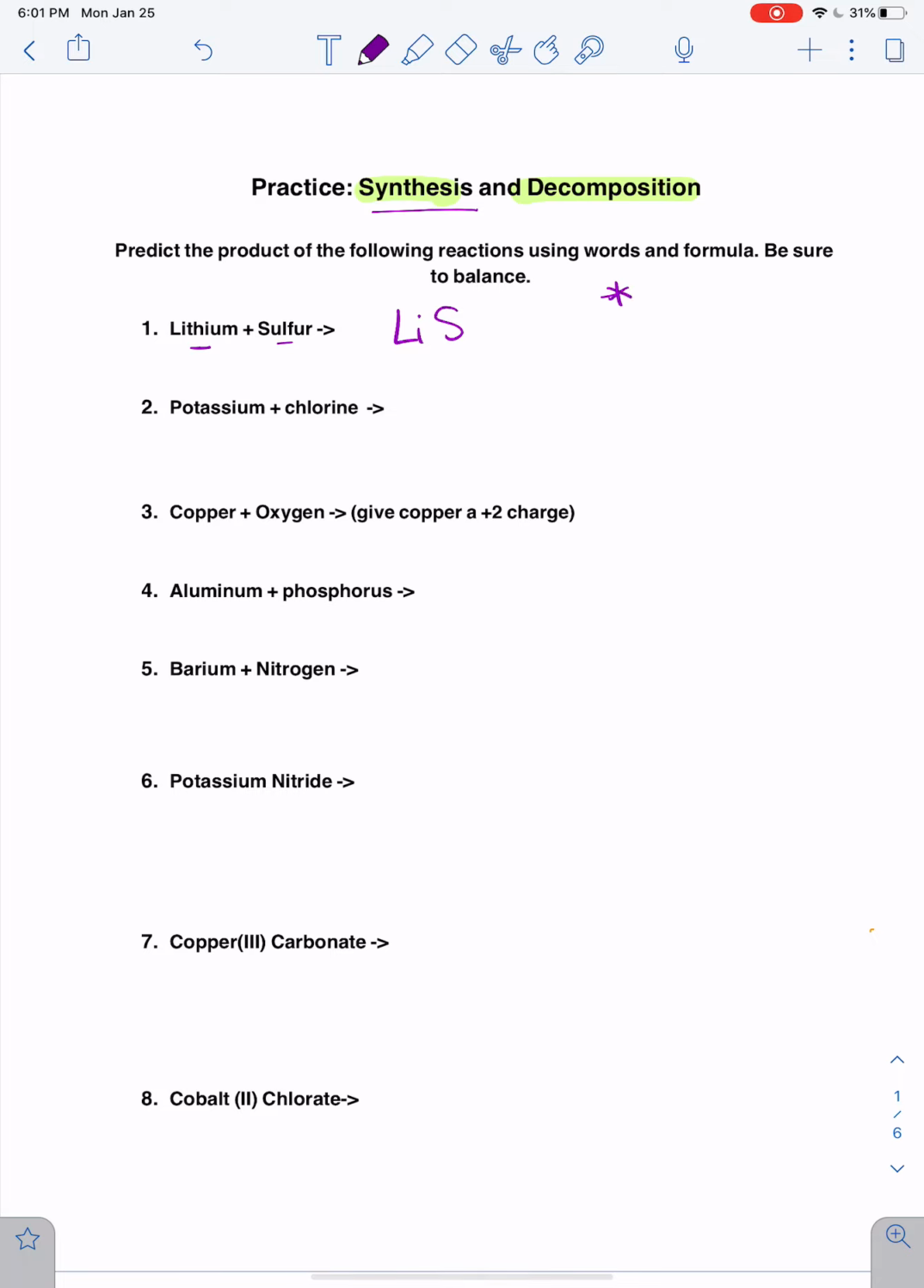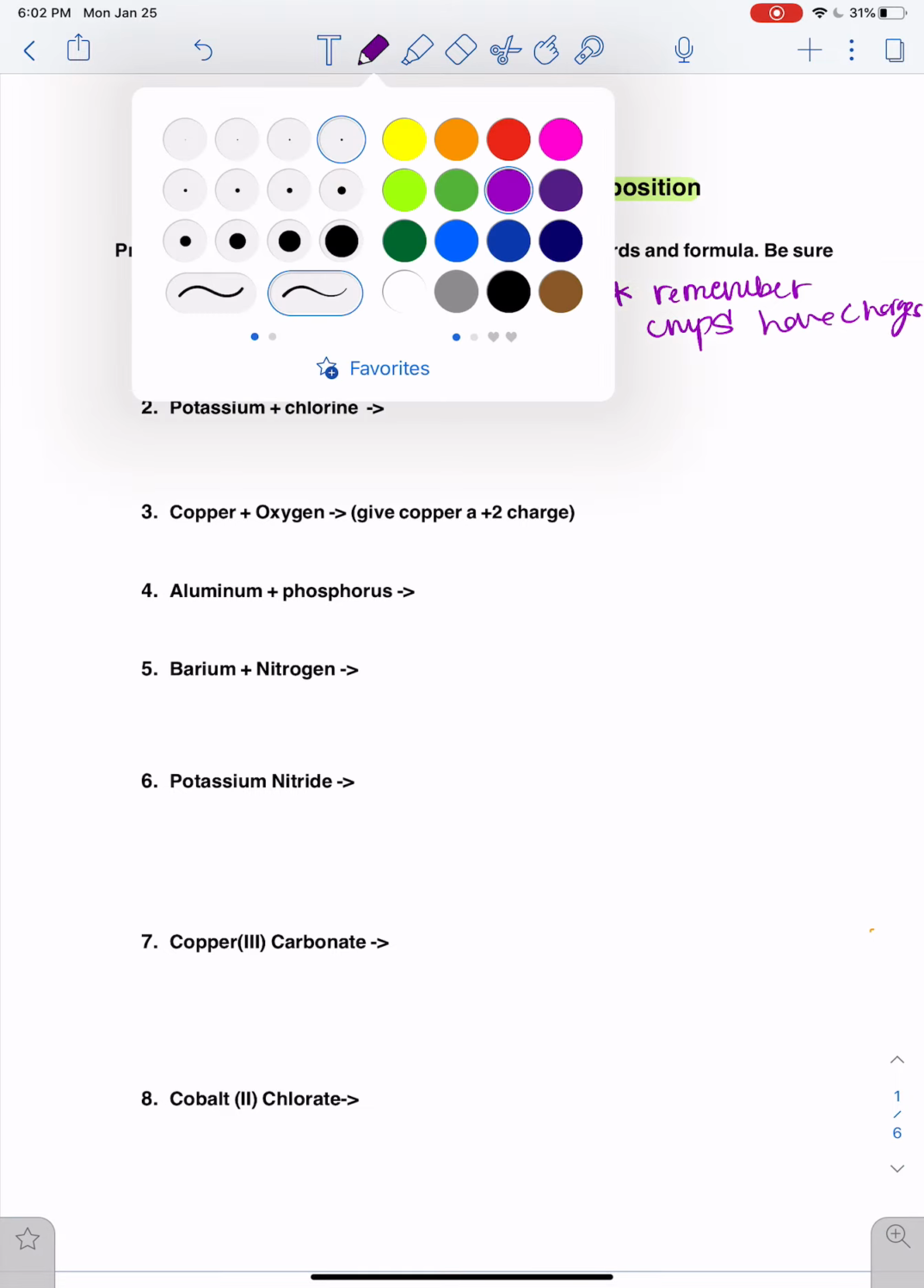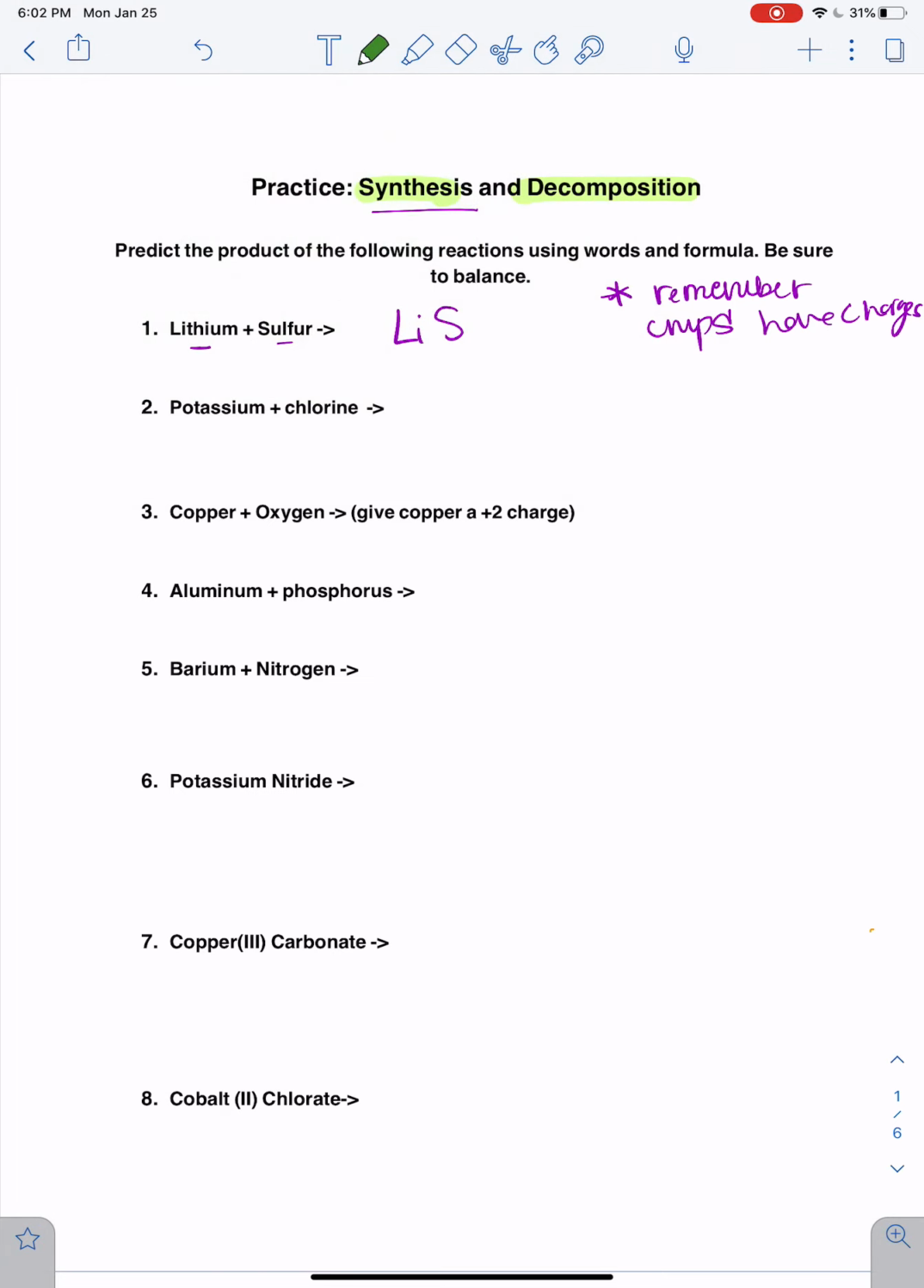Now, it is key that you remember that compounds have charges. So let's think about the charge on both lithium and sulfur. And since now they are pushed together like this, this is now a compound. I'm sorry, I skipped a step. Let me remember to go back.